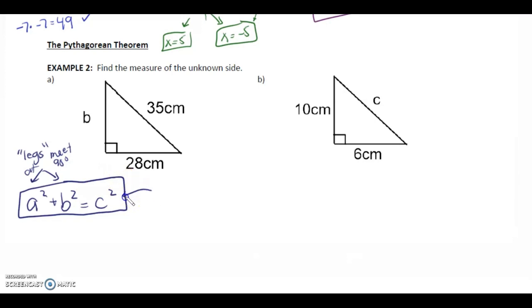But the c is particular. The c value is the hypotenuse. Okay, so you can put the a and the b values, those are interchangeable, but the c must be the hypotenuse. Okay, and the hypotenuse is the longest side. You can also say it's opposite the 90-degree angle.